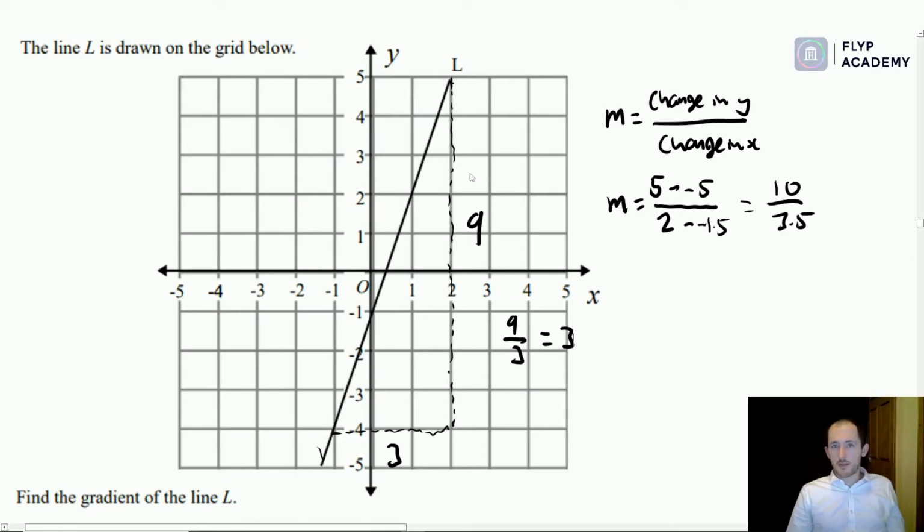Okay, so 2 methods. Draw the triangle, work out the height and the base, and do height divided by the base. Or the change in y over the change in x, whatever you prefer. Again, you can actually choose any 2 points. So you could choose these 2 if you wanted to, and you'd get the same answer, right? This would be 2 minus 1 over 1 minus 0, which is 3 over 1, which is 3. So it's still the same thing.